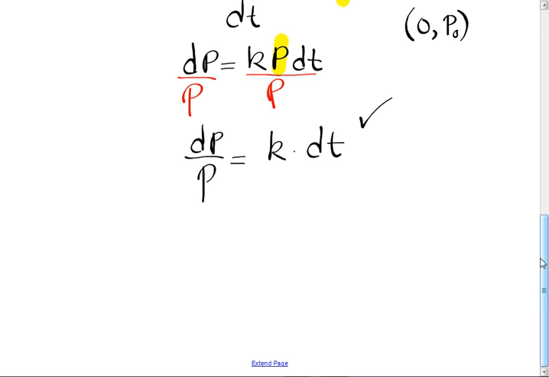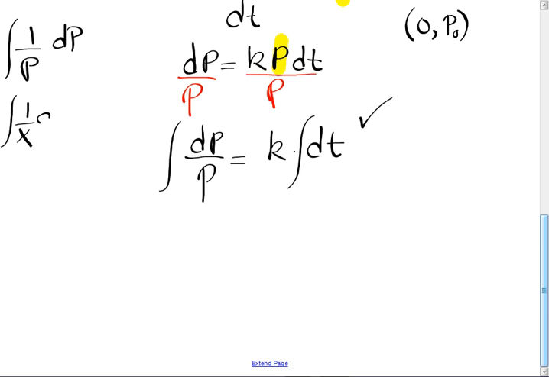Step 2. How do you get rid of derivatives? Integrate. Now I'm going to say that k is a constant. I don't know what it is, but we'll just leave it as k. There it is. Now, this really is 1 over P dP. Do you recognize that now, or do I have to go to this: 1 over x dx? They're dummy variables. We don't care what they are.